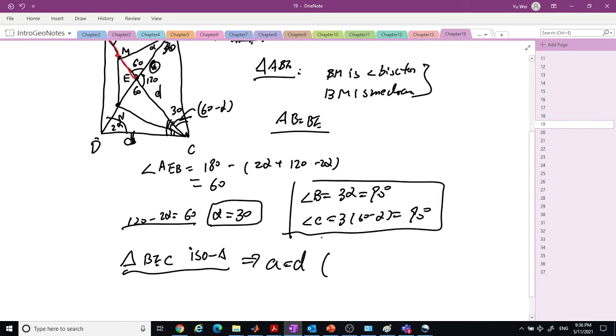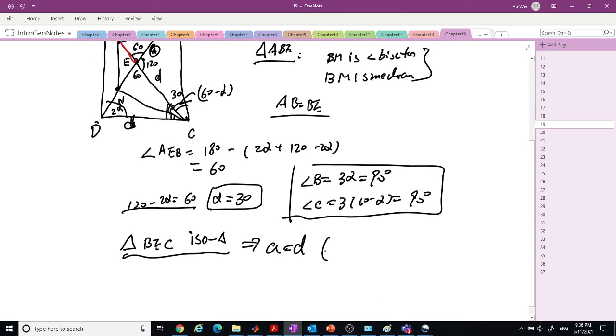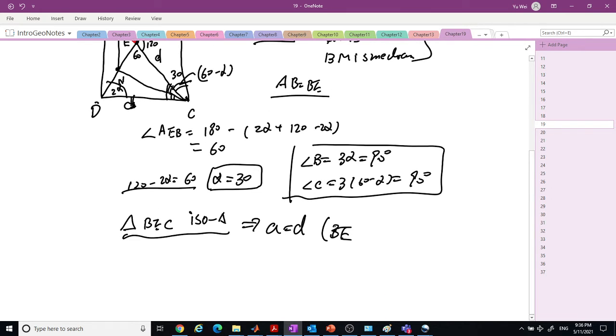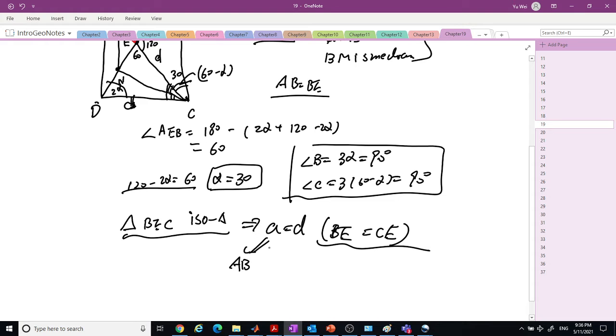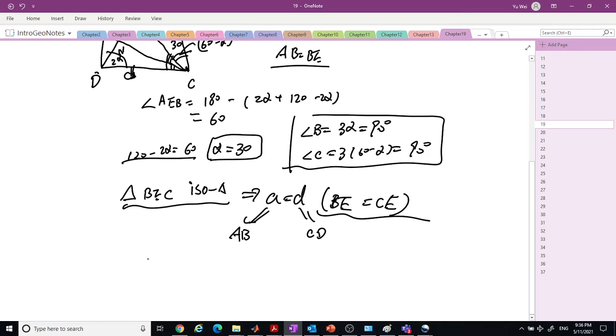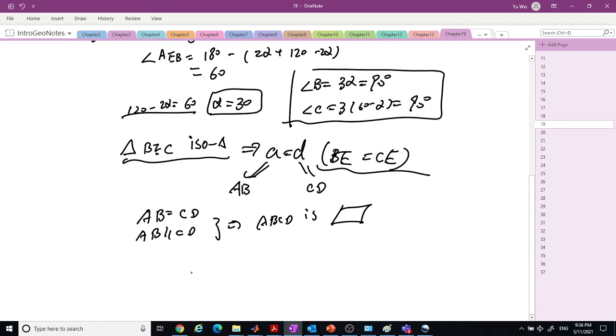From BE equals CE, now if AB equals BE, and DC equals CE, we have AB equals CD and AB parallel to CD. Now you know ABCD is a parallelogram.